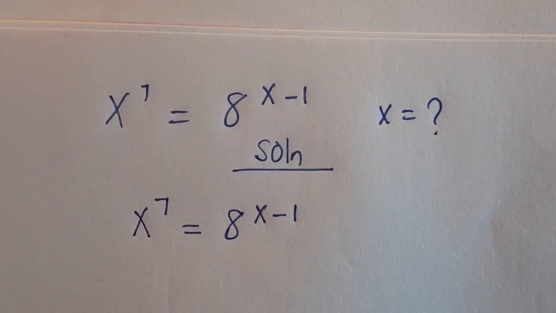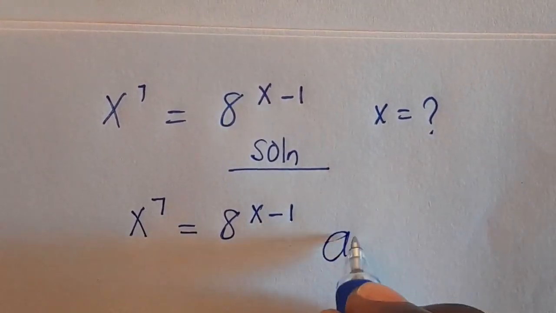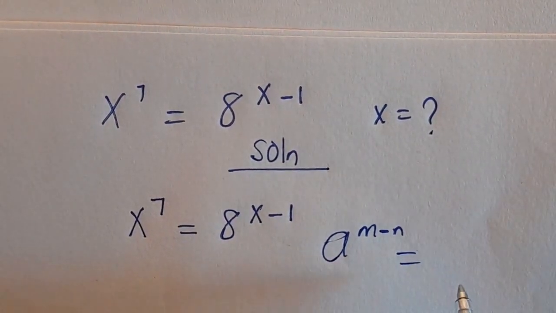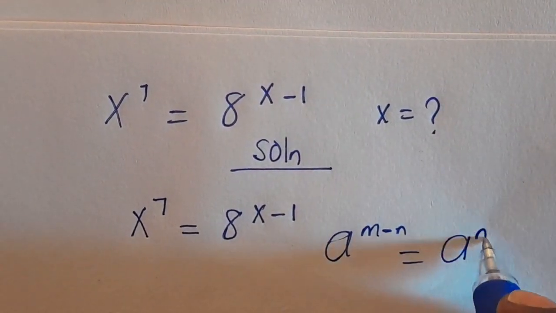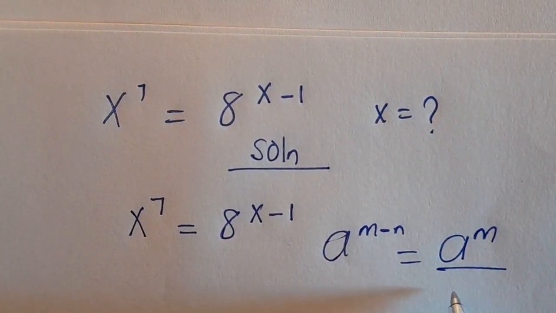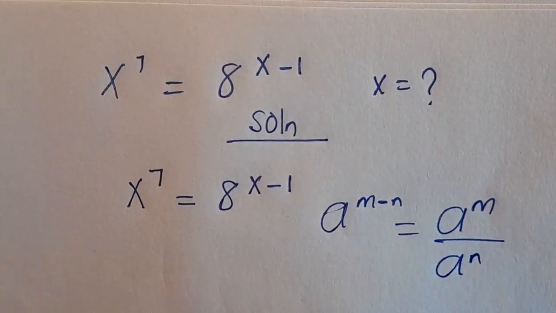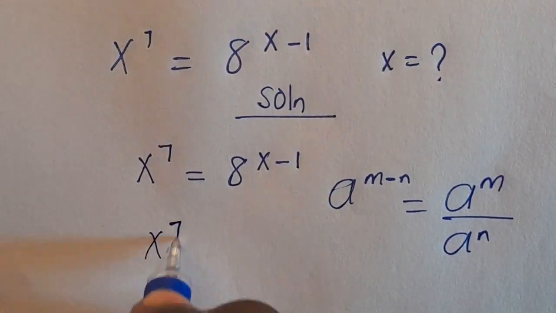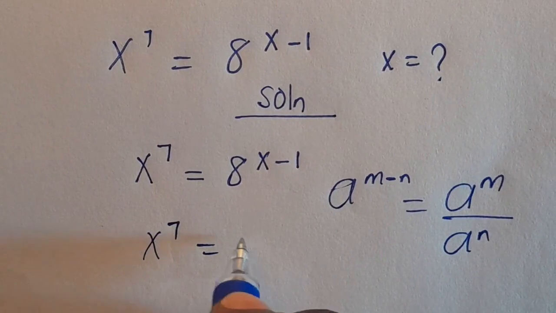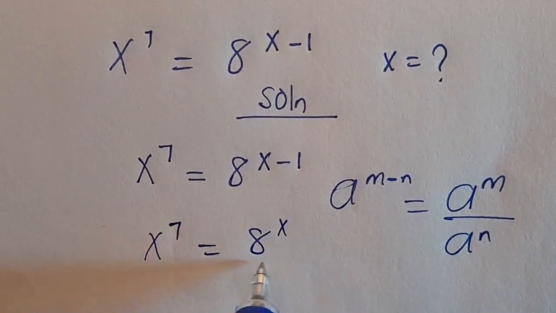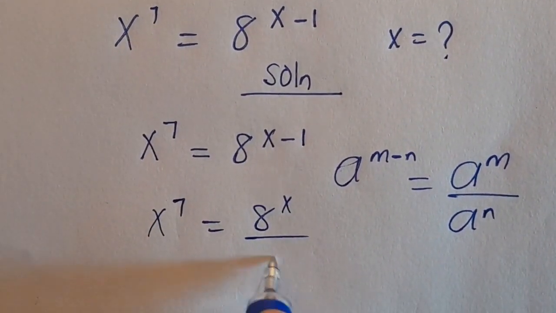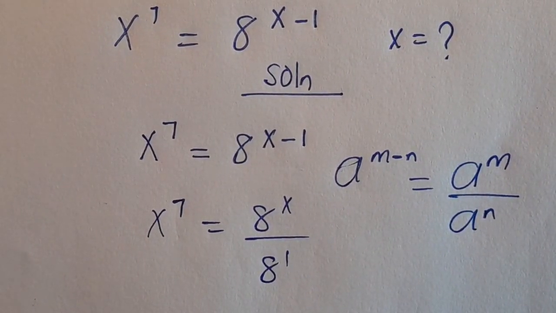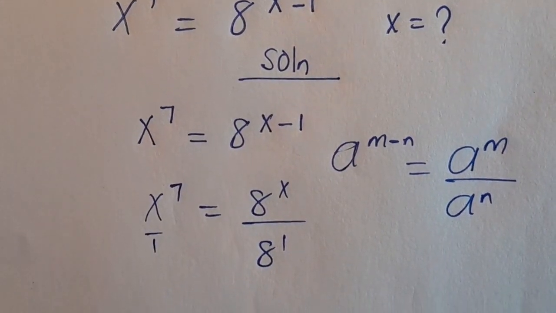Now guys, let us recall that when you have a to the power of m minus n, this always equals a to the power of m divided by a to the power of n. So by applying it here, we are going to have x to the power of 7 equals 8 to the power of x divided by 8 to the power of 1.